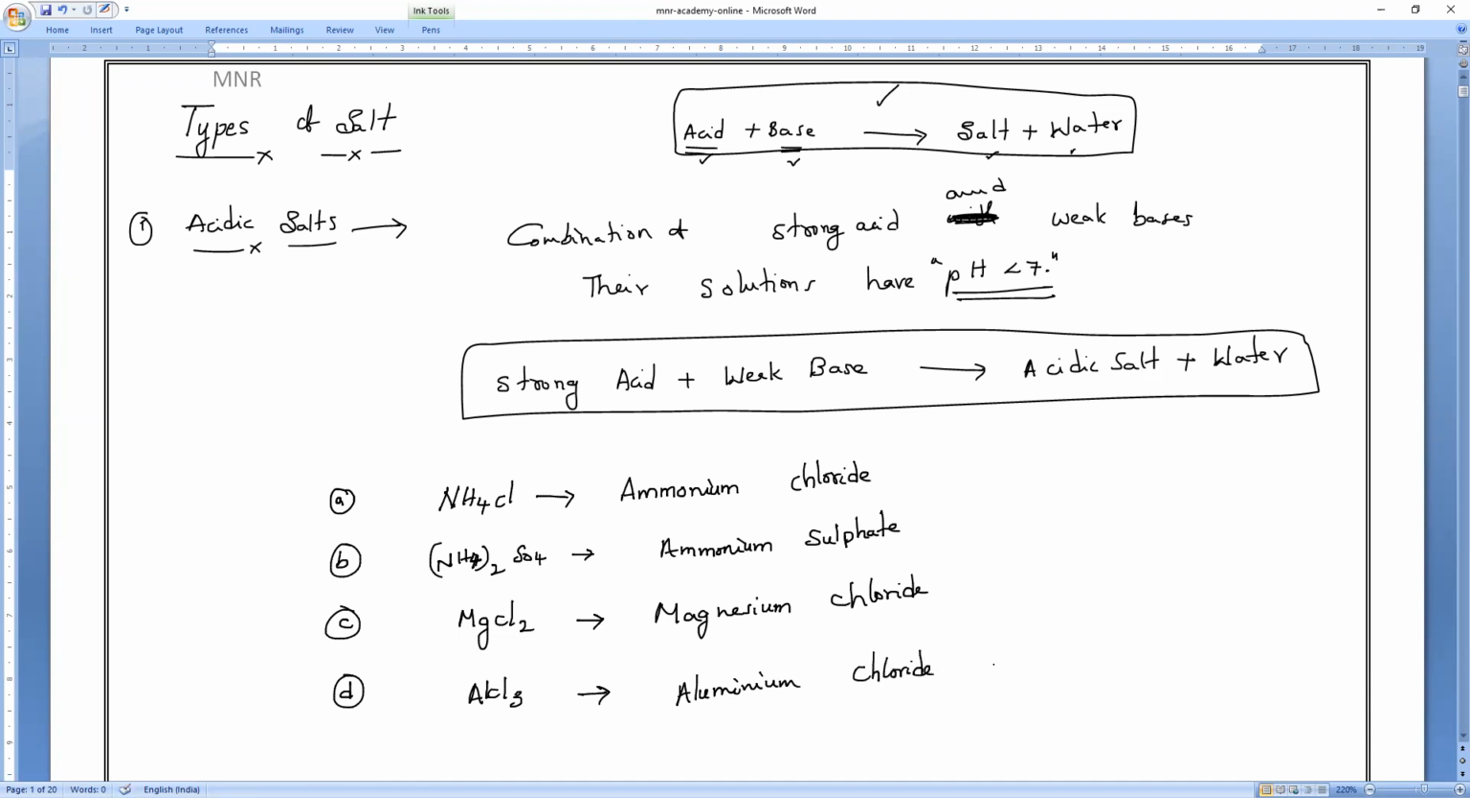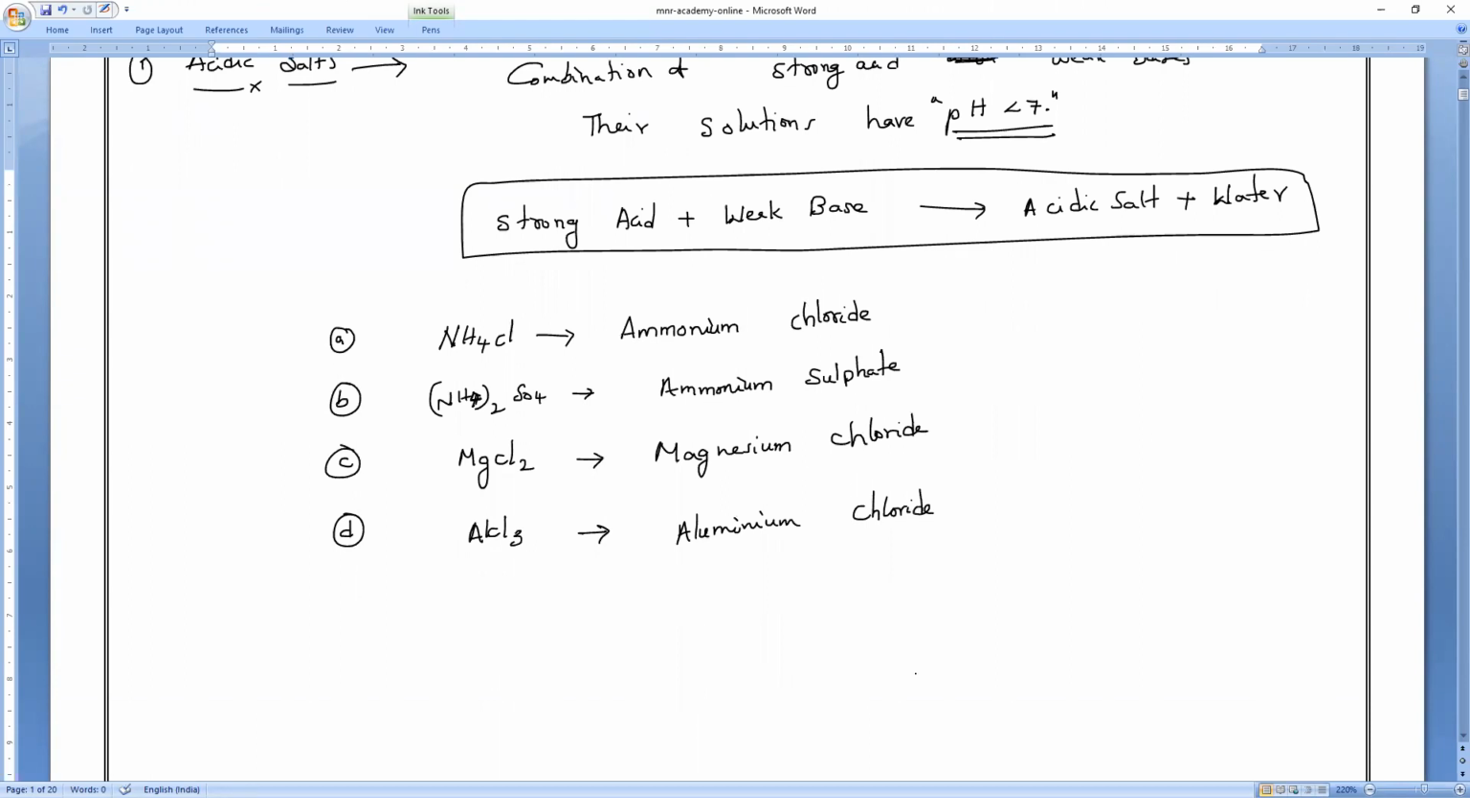Be active and take notes properly. More than this, nobody can. You have to be. Do it fast. This is the acidic salts.